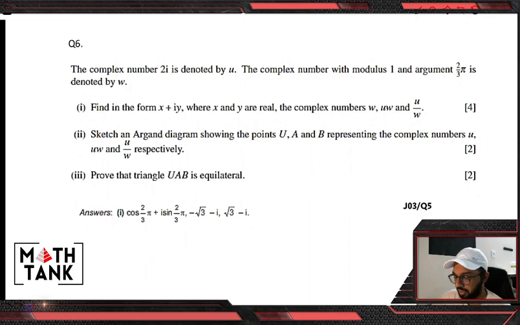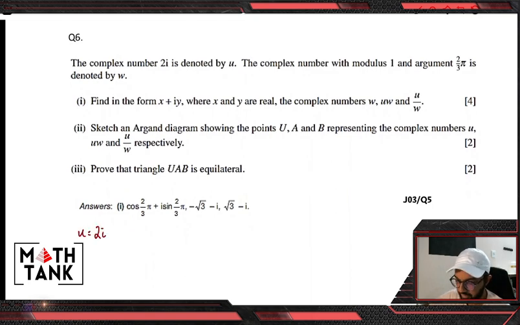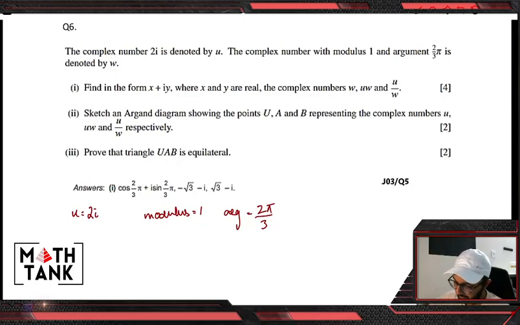So, question number 6 says the complex number 2i is denoted by u. So, u equals 2i. The complex number with modulus 1 and argument 2 over 3 pi is denoted by w. Find, in the form x plus yi, where x and y are real numbers, the complex numbers w, uw, and u over w. Okay, so that seems fine.